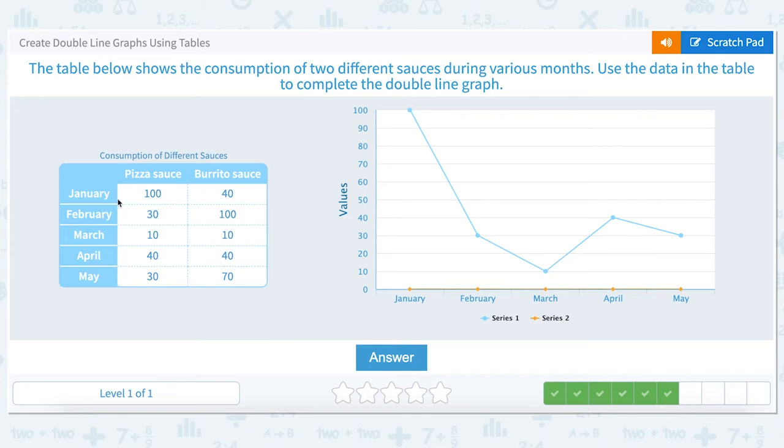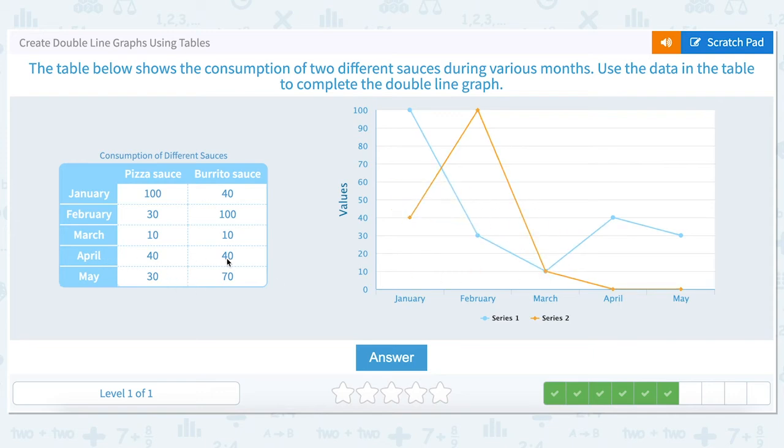We'll start with January. In January, 40 units of burrito sauce was consumed. Let's go to January and travel up the y-axis until we reach 40 and plot a point. In February, it was 100 units of burrito sauce consumed. Let's go to February and go all the way up until we reach 100 and plot a point. In March, 10 units of burrito sauce. We'll go to March, up the y-axis until we reach 10 and plot a point. The 2 line graphs actually intersect here, which means in March, both had the same value. Both burrito sauce and pizza sauce had 10 units consumed.